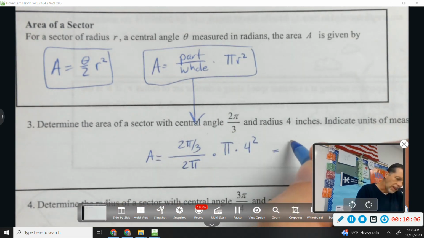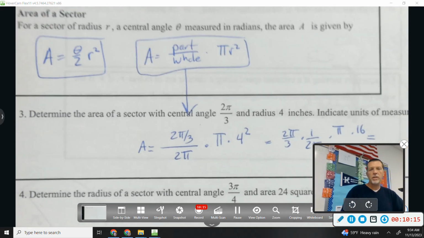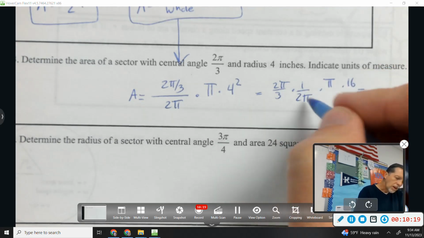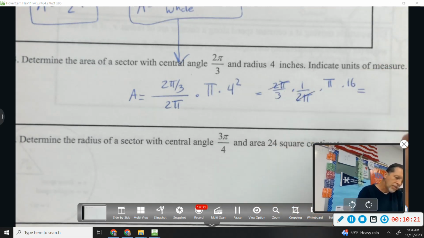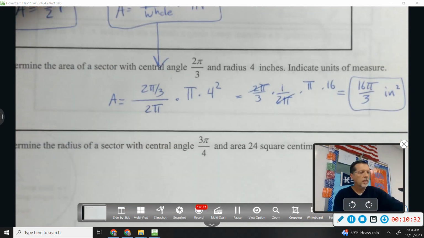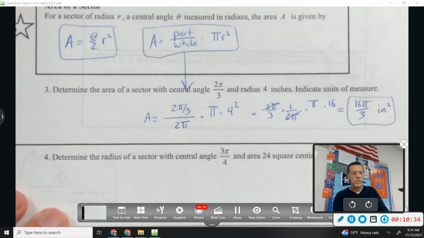So let's see. 2 pi over 3 times 1 over 2 pi times 16. I have to put all that together. Careful with the pi's. 2 pi cancels, and I'm left with 16 pi over 3 inches squared. That's how I would work that problem: the part of the whole times the whole area.